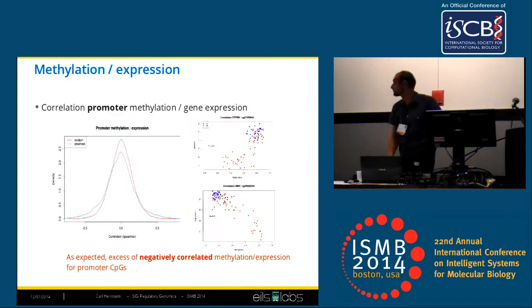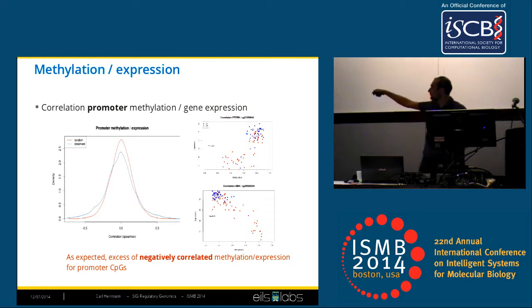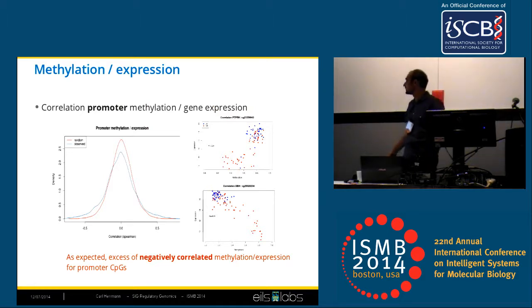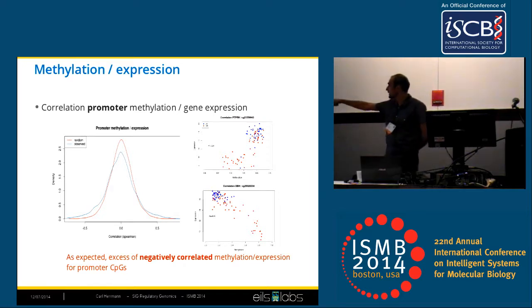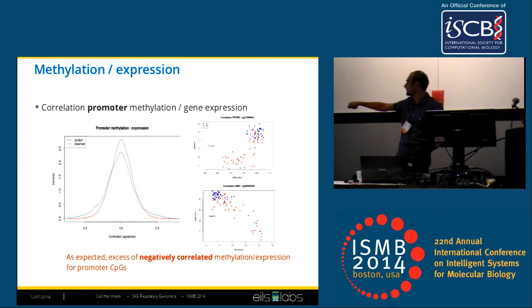Now, the impact on gene expression is pretty well known for promoter methylation. And we generally have a negative correlation between promoter methylation and gene expression. And if we look at the correlation distribution across all promoters in the genome, we have this blue distribution here. The red one is the randomized. And we see that we have an excess of negative correlation. Here is an example of a very nice negative correlation between methylation and expression, but we also have unexpected cases of positive correlation here. Now, we're more interested in what's happening at distal sites, at distal CpGs.